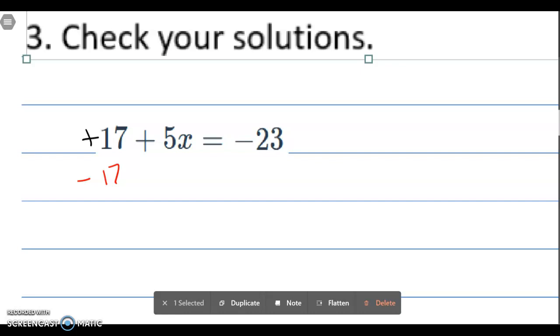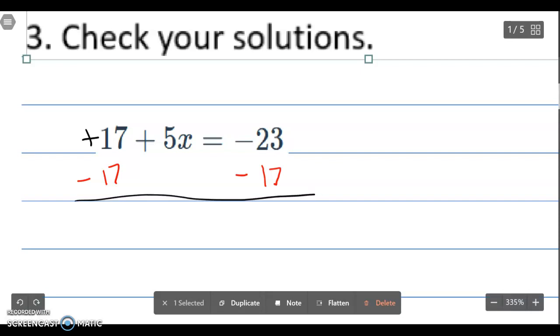But to keep it balanced, to keep it equal, I'm going to subtract 17 on both sides. Once I do that, my equation stays balanced. Now I'm going to cancel out the 17 minus 17. There you put 0, but I'm just going to leave it blank and bring down the 5x. That's going to be equal to negative 23 plus a negative 17. Since they're the same sign, you find the sum, so you add them. Negative 40.